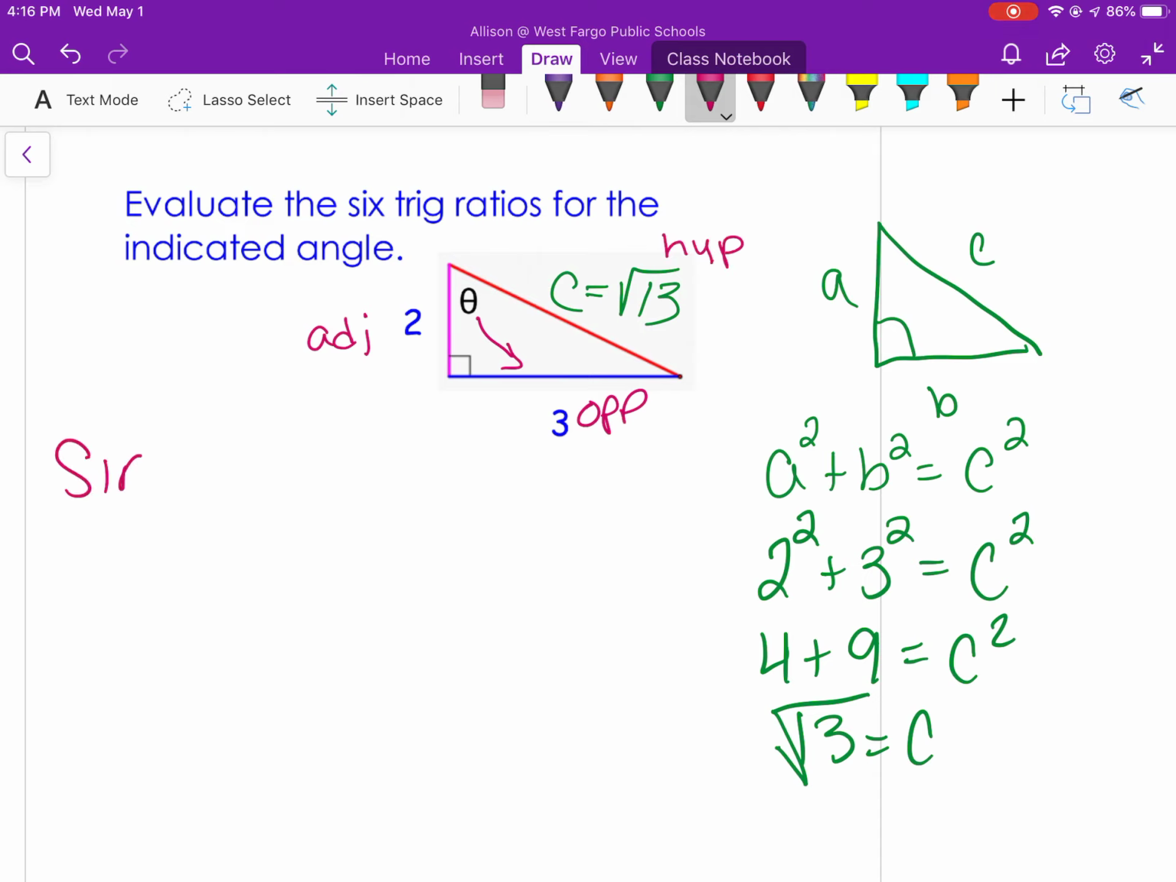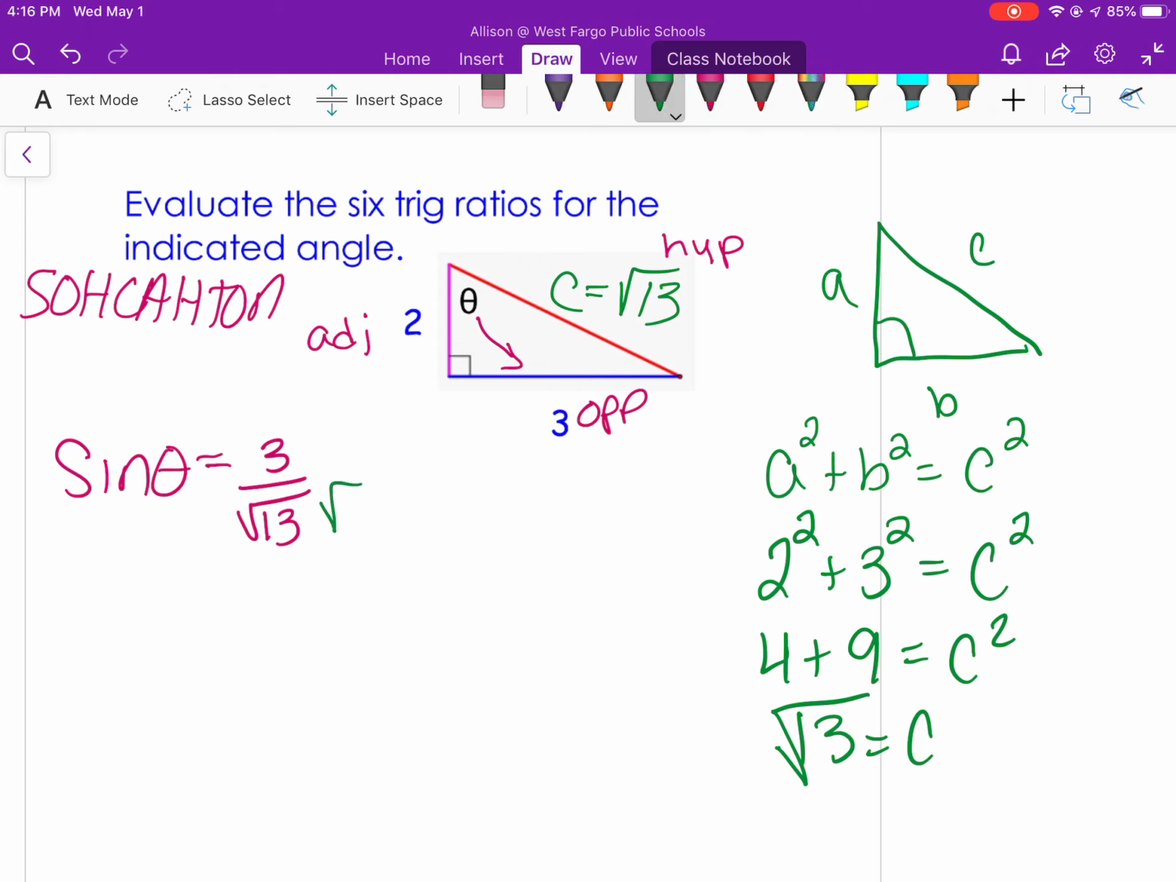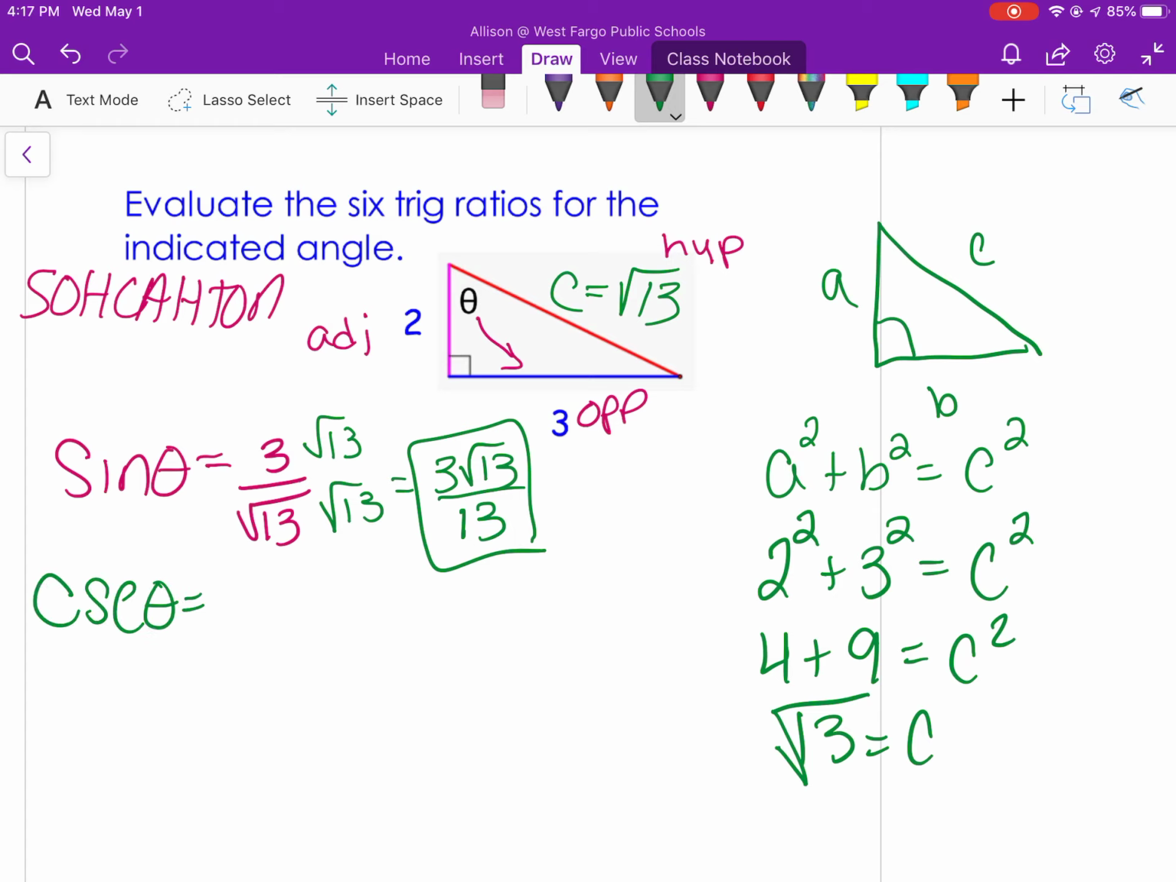So sine of theta, using Sohcahtoa, sine of theta will be 3 over the square root of 13, opposite over hypotenuse. Rationalizing that, it's going to be 3 square roots of 13 all over 13. Cosecant of theta goes with sine, so that'll be the square root of 13 over 3. And that one's done.